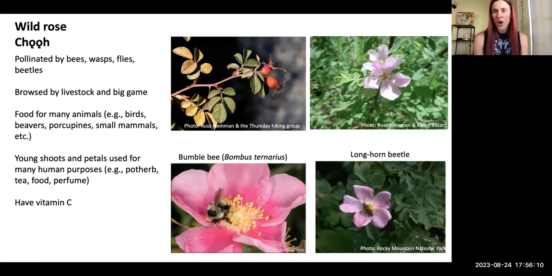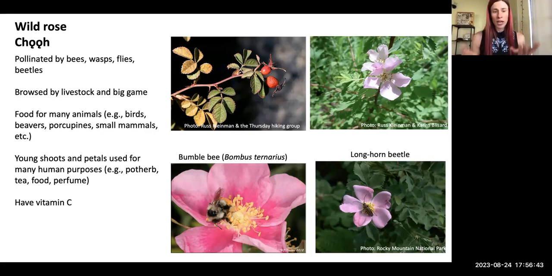Wild rose. This is an awesome plant. It's pollinated by a variety of insects. So bees, wasps, flies, beetles. And here I have a photo of a bumblebee and then a longhorn beetle. So a variety of things love to visit these flowers. And then the other layers to this, the berries are used as food by many animals like birds, beavers, porcupines, small mammals. The plants are browsed by livestock and big game.